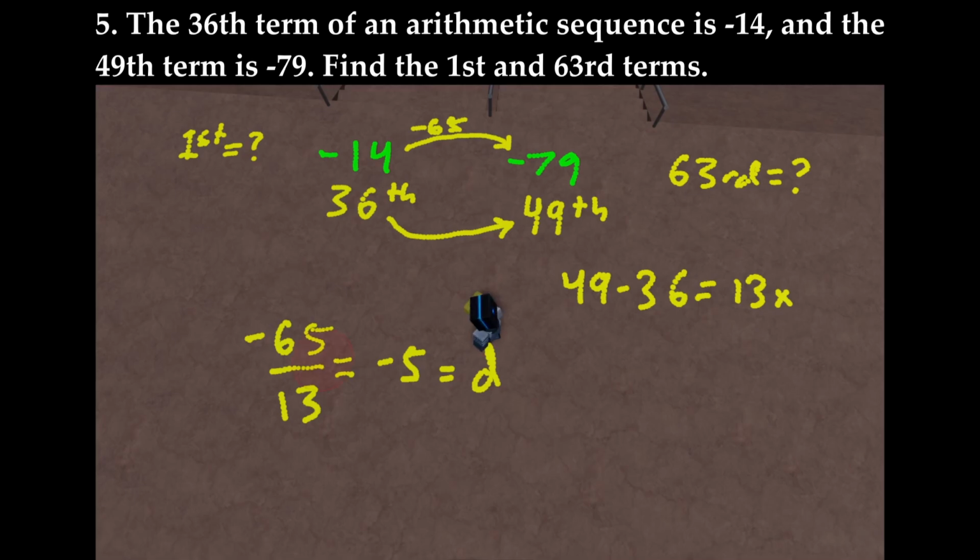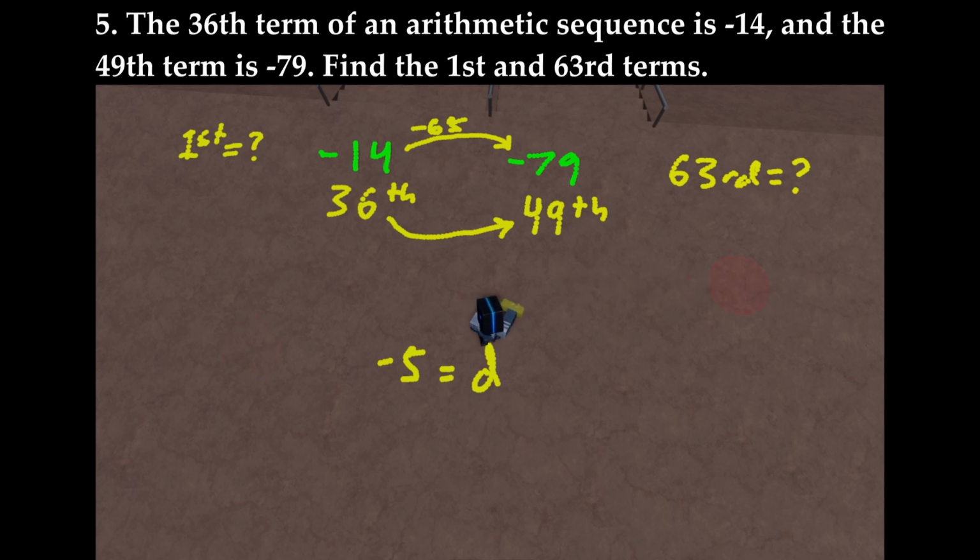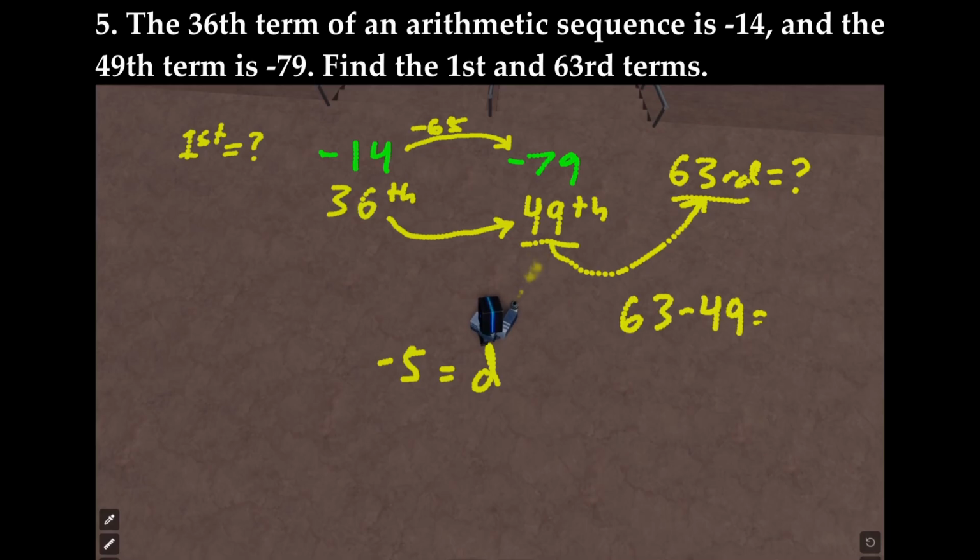And now we're ready to solve for the first term and the 63rd term. So I'll first start with the 63rd term, and I'll start from the 49th term. So to go from the 49th term to the 63rd term, how many times am I going to add this negative 5 common difference? Just do 63 minus 49. If you do 63 minus 49, you should get that we add the common difference 14 times.